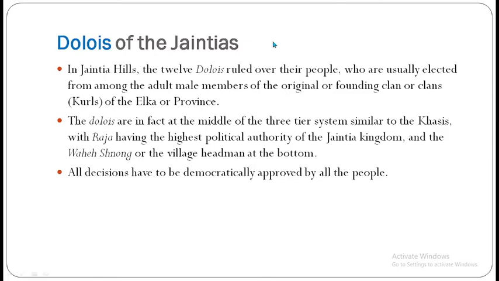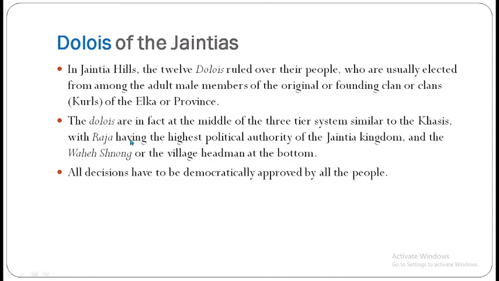Now let's come to the Dolores of the Jaintias. In Jaintia Hills, the 12 Dolores rule over their people, who are usually elected from among the male members of the original or founding clan or clans of the Elaka or province. Now, the Jaintia community has 12 Dolores who rule over the people. These Dolores are in fact in the middle of the three-tier system. As in the case of the Khasi tribe, the Jaintia tribe also has a three-tier traditional administrative system, and these Dolores are in the middle.